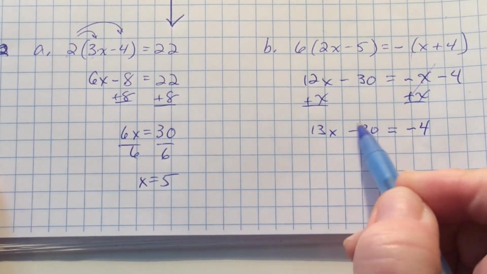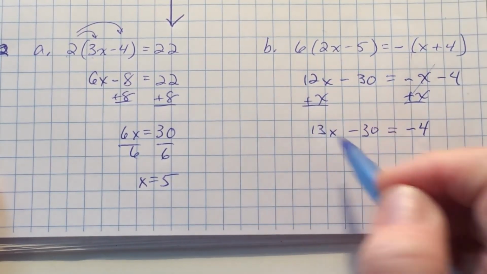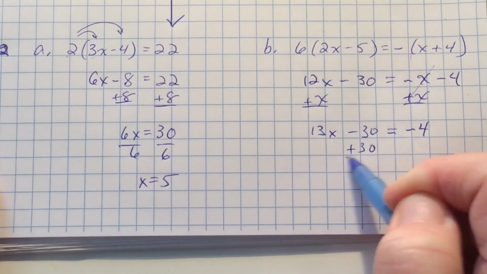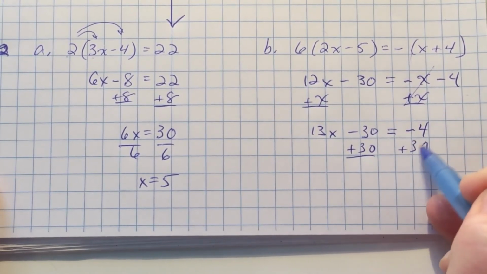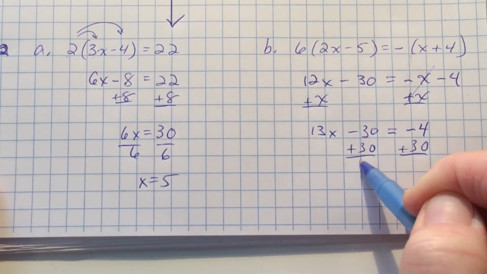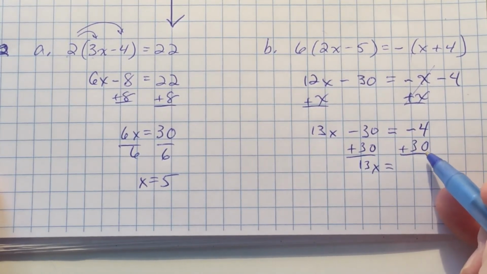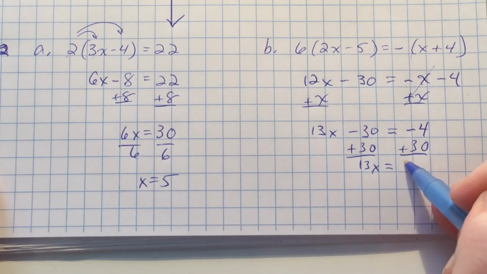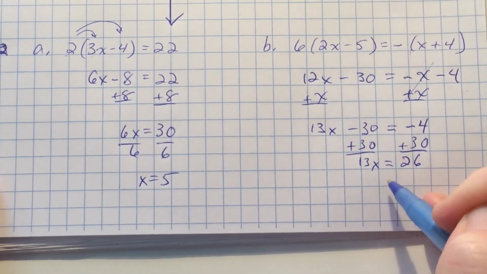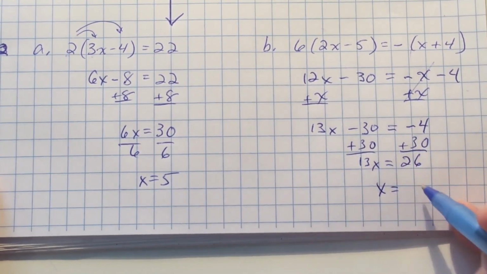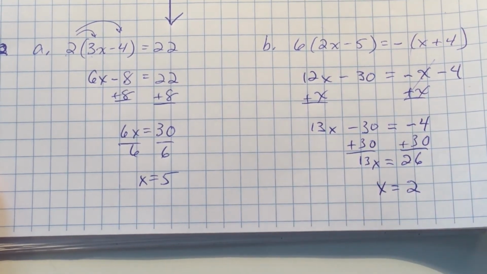Now I need to add 30 to both sides to get rid of this minus 30. And I get 13x equals negative 4 plus 30, which is the same thing as 30 minus 4, which is 26. When I divide both sides by 13, I get x equals 2.